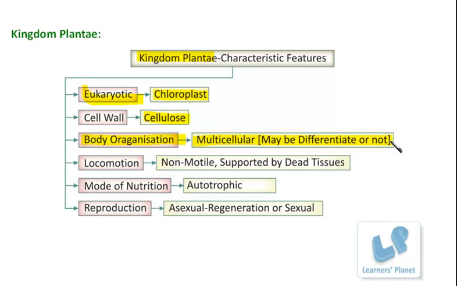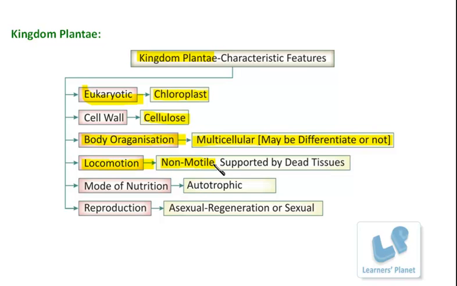Next important point is that on the basis of such a property, whether the body is differentiated or not, the organisms can be subclassified. But definitely the body organization becomes more and more complex with each subdivision. Next important feature of these organisms is locomotion. Locomotion is a property by which an organism can move from one place to another. These organisms are non-motile. They cannot move from one place to another.